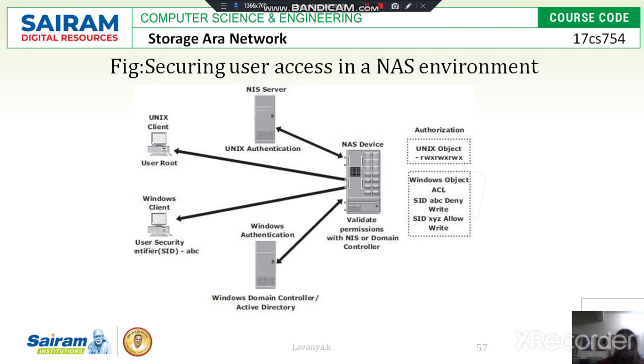Suppose the Unix client as well as the Windows client are valid clients to get the data inside the server, the NAS device. It is going to send back an acknowledgement to that particular Unix or Windows environment client. Once they receive the acknowledgement from the NAS device or storage, they are able to make transactions inside the network.